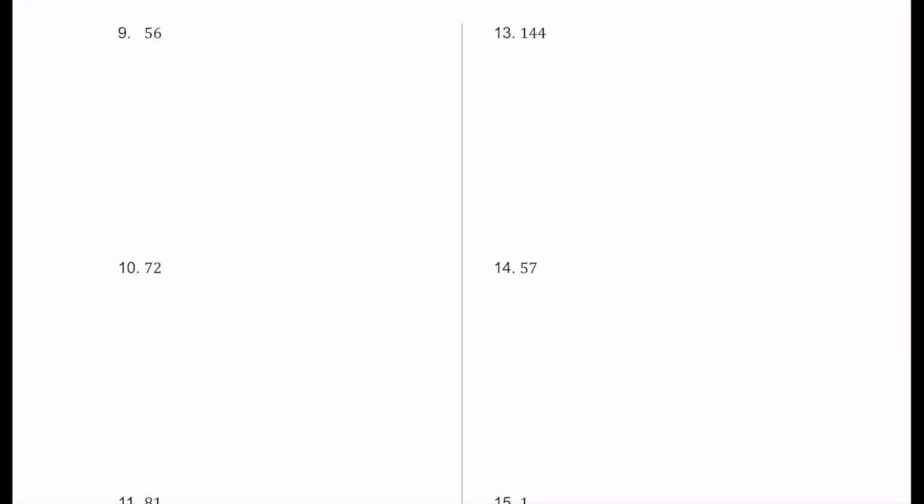For number 9, we have the number 56. Let's go ahead and write 56. Now, what does 56 break into? Well, I'm thinking maybe 7 times 8 equals 56. 7 is a prime number, so I'm going to go ahead and circle it. Now, 8 can break into 2 times 4. 2 is going to be a prime number, so let's go ahead and circle it. And then 4 breaks into 2 times 2.